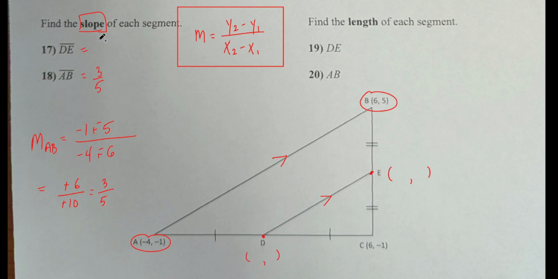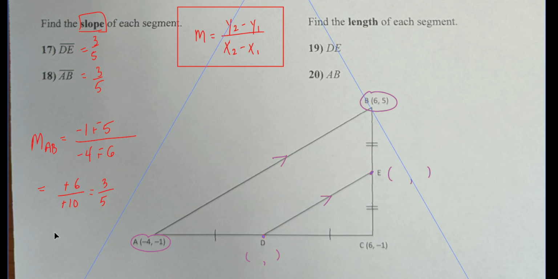Now, without really doing any work at all, what's the slope of DE? It's the exact same thing, 3 over 5. These need to be the same. If they're different, you know at least one of them is wrong. Make sense? Again, this is just a quick review. I'm not teaching it from scratch, so keep that in mind.